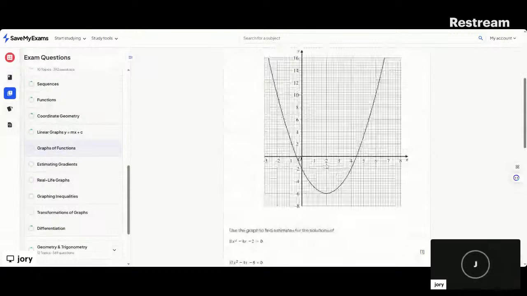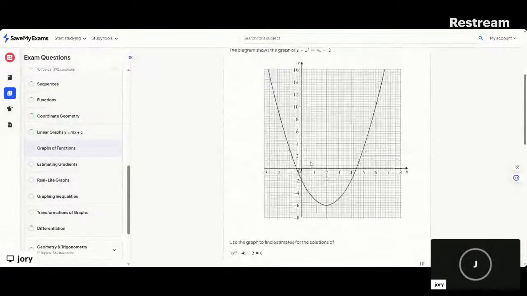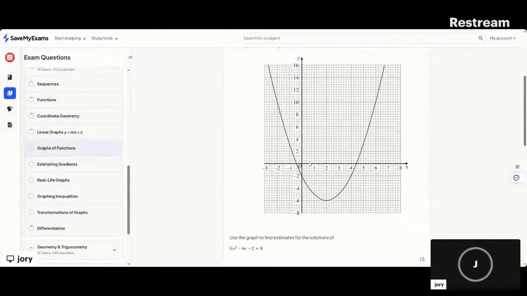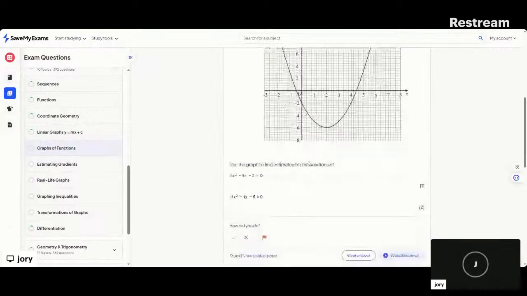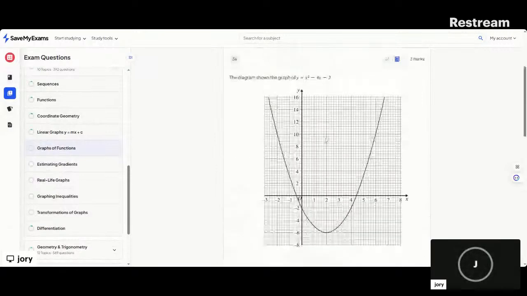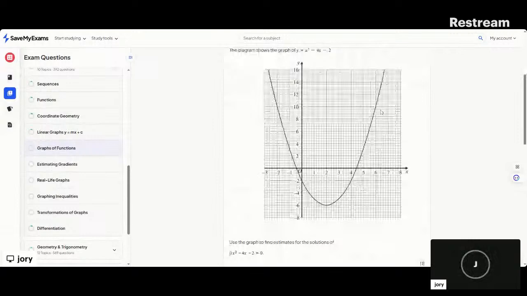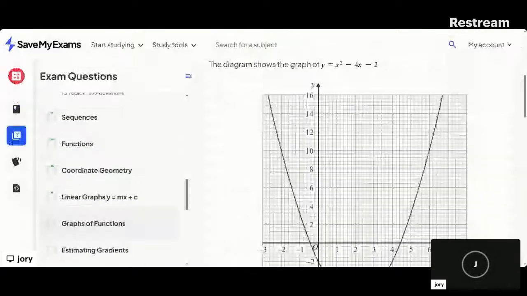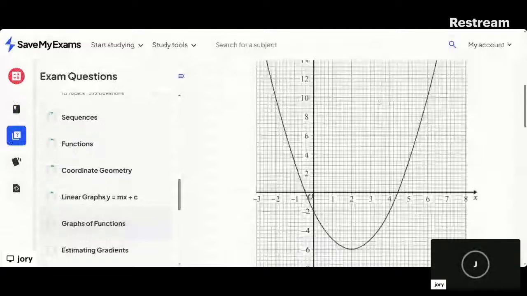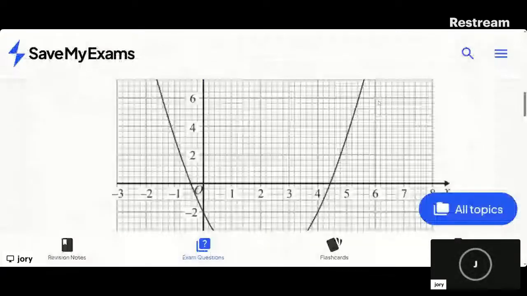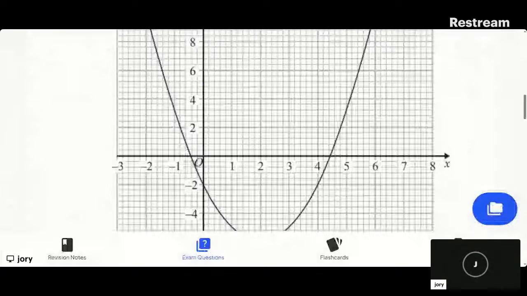Used to find the solutions of x squared minus 2x minus... equals 0. Can I zoom this in? Okay, there we go. It equals 0. So, 1, 2, 3, 4. Where is this 1 at? This one is supposed to be here.